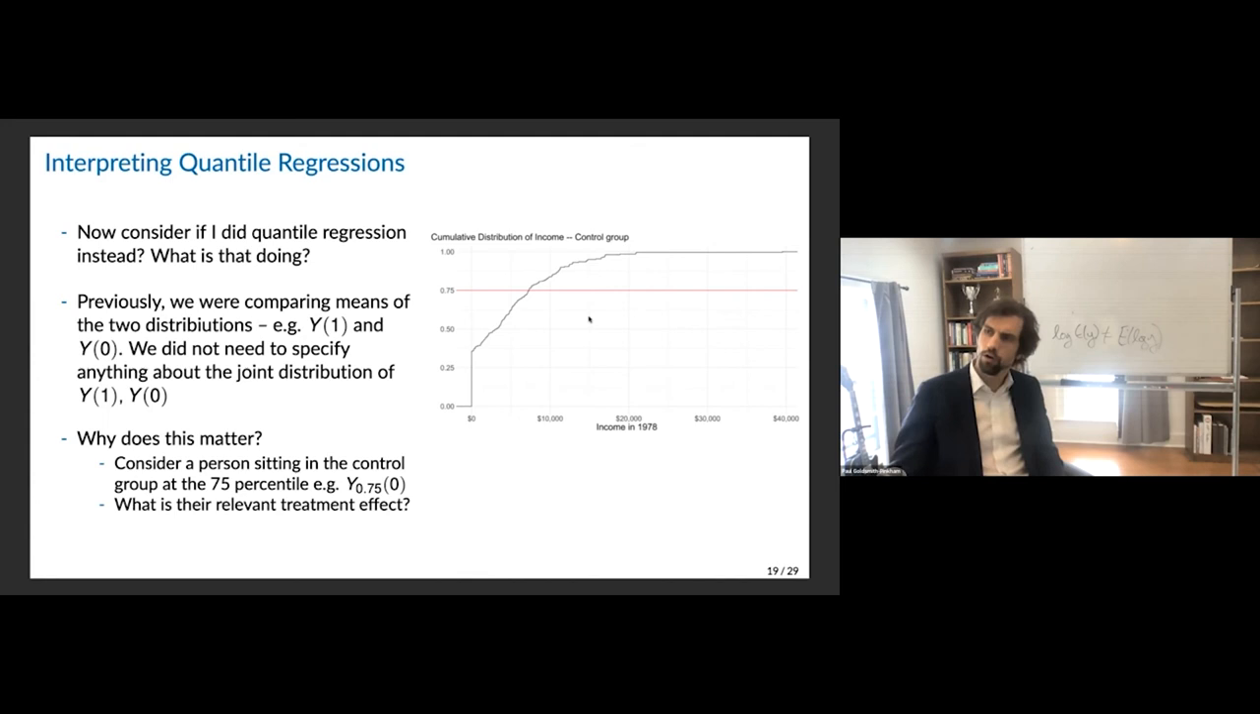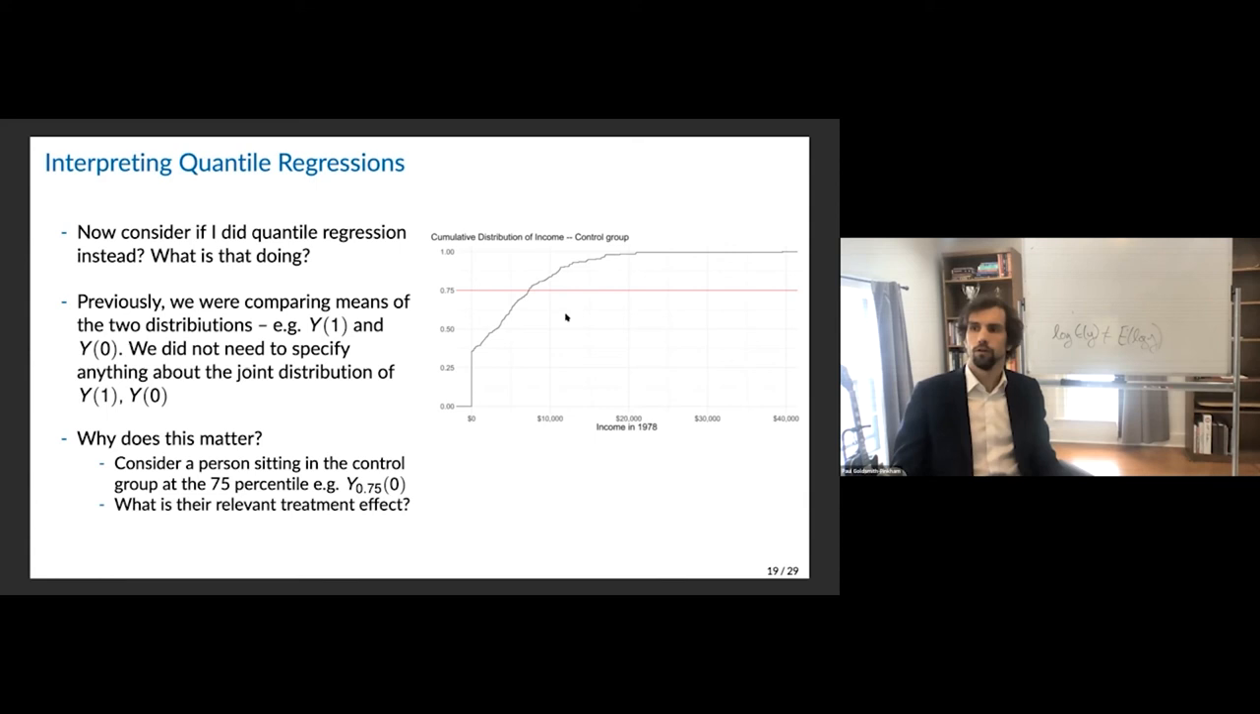Well, the problem becomes, now if we want to talk about a person sitting at the 75th percentile in the control group, say I want to talk about distributional impacts, what is the treatment effect for a person sitting in the 75th percentile? Because anything that remains individual specific has to then make very strong assumptions about the relationship between the control distribution and the treatment distribution, right?